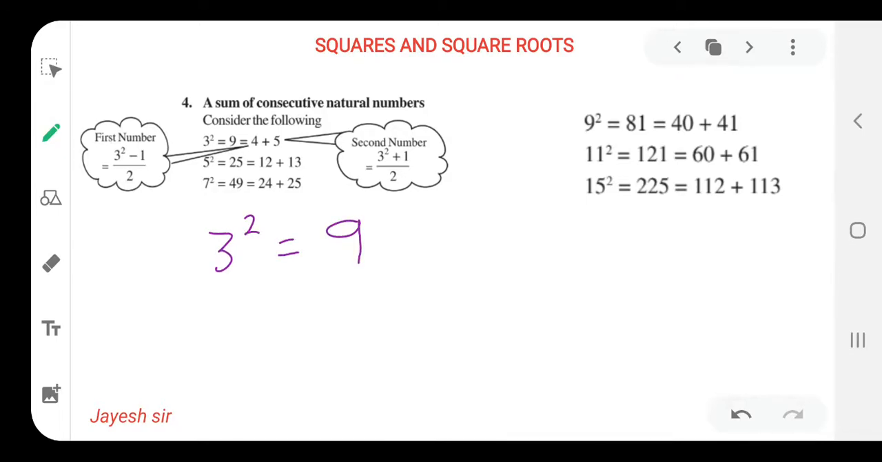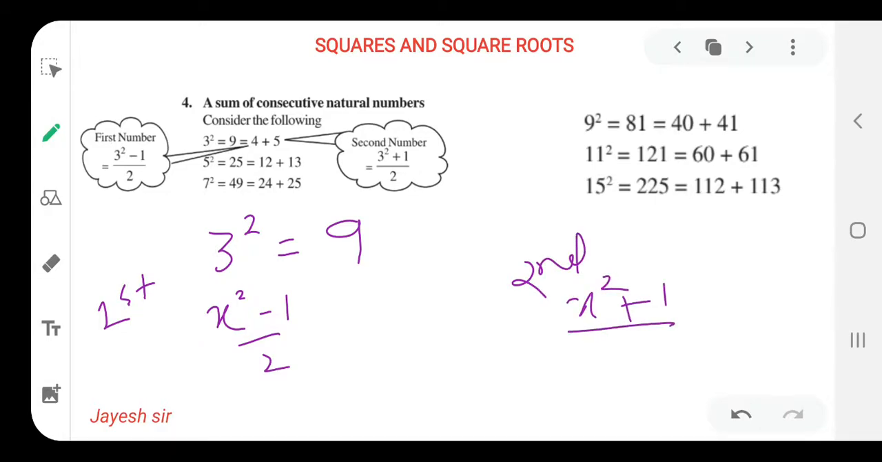3 square is 9, we all know, but what is to be given is the first number. That means two numbers are there, here 4 and 5. After adding these two numbers we are getting the answer 9. But what is the pattern being followed? Suppose 3 square is given and you want to find the numbers; let 3 be x. So the first number should be (x square minus 1) by 2, and the second would be (x square plus 1) by 2. This is the method that the book publisher wants to explain to us.